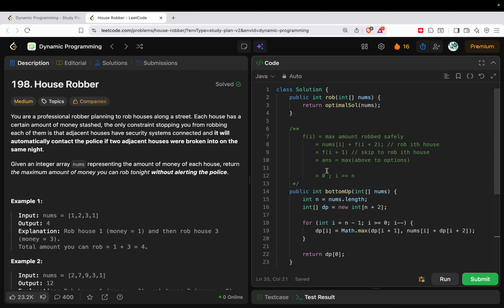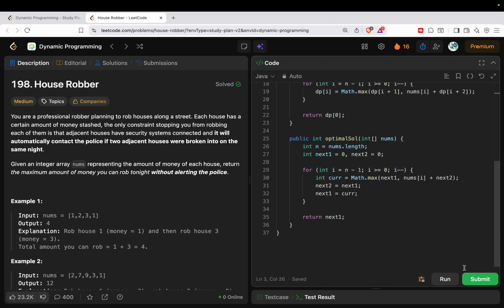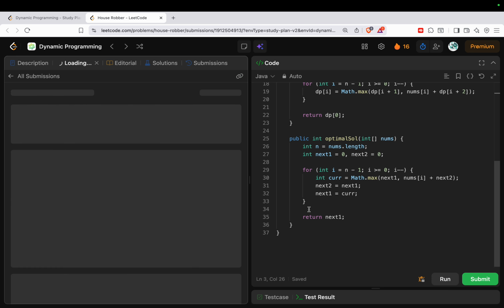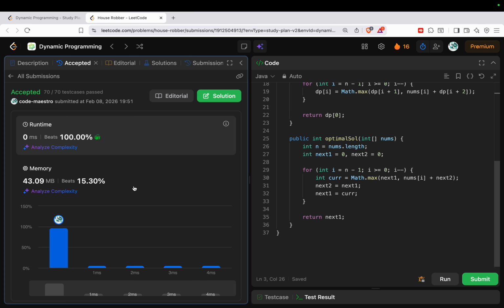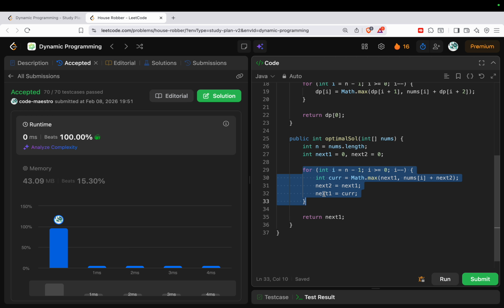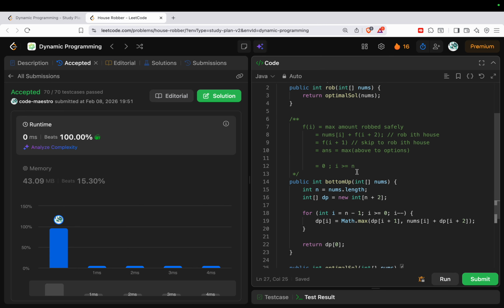If you submit this problem, all the test cases will be passed, and it will be a pretty efficient solution in terms of both time complexity as well as space complexity, as you can see. The time complexity here will be big O of n, as we are running a for loop from n minus 1 all the way to 0, and the space complexity is big O of 1, because we are just using some variables to compute the results. That's all about this problem.